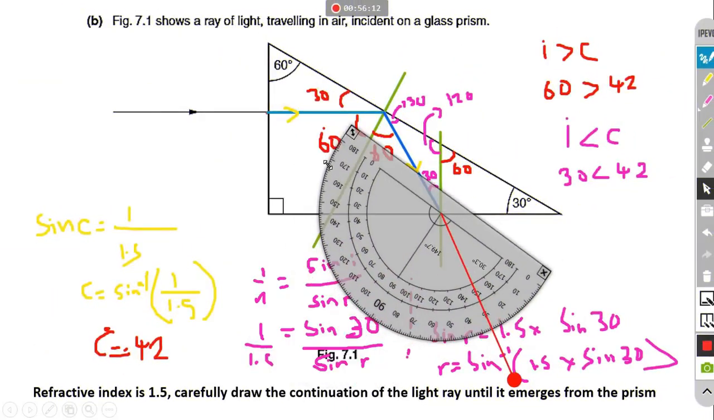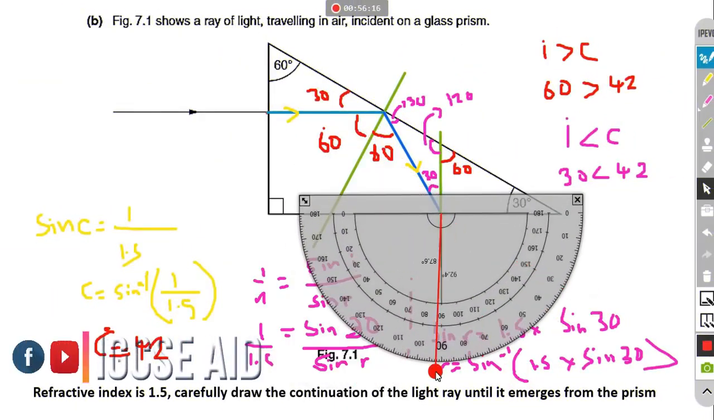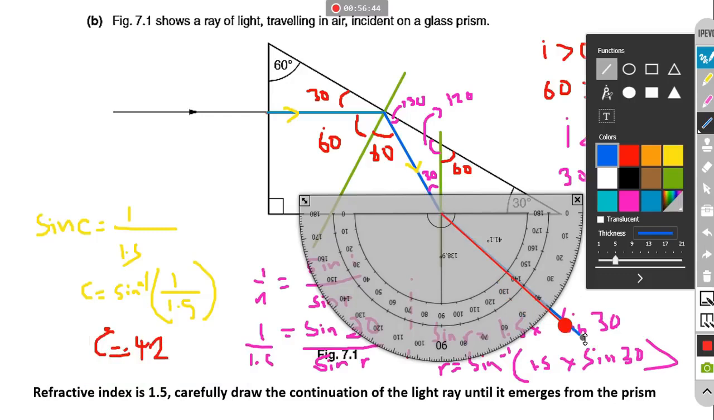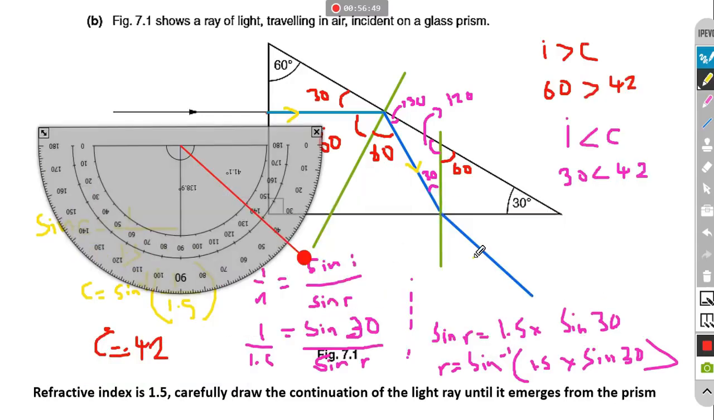Take this and make sure the angle is 49, so 10, 20, 30, 40, and 49 should be up to this point, yeah. And then we draw the refracted ray. Alright, so that's it.